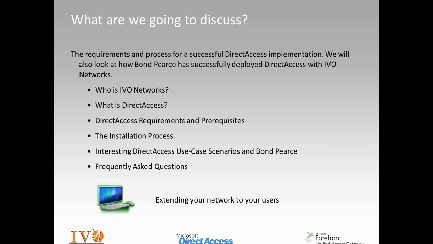Moving on, we're going to take a look at what we're going to cover today. Today we're going to discuss some of the requirements and processes for a successful DirectAccess implementation. We will also look at how Bond Pierce has successfully deployed DirectAccess with IVO Networks. We're going to explain who we are and how we fit into this arena. Also, what is DirectAccess, what it means to you, what it can do, and what's needed to bring it to reality.